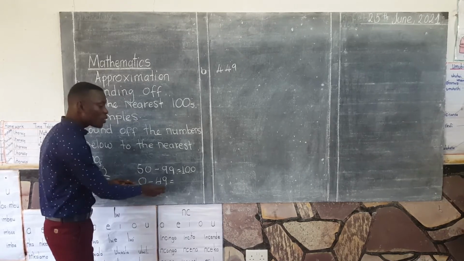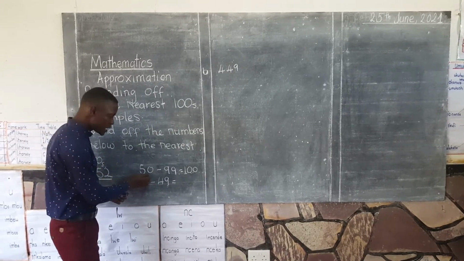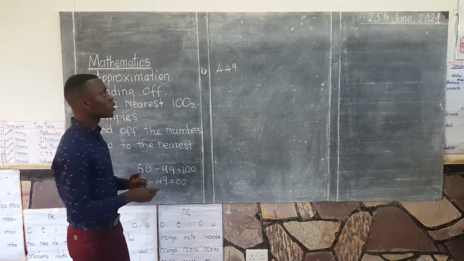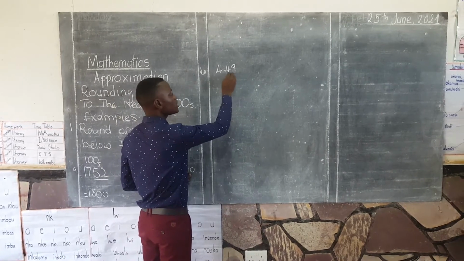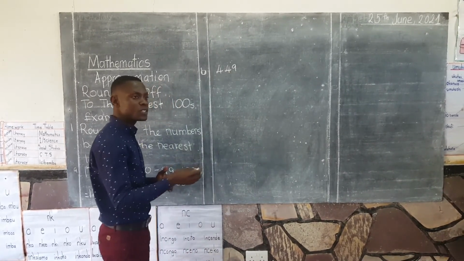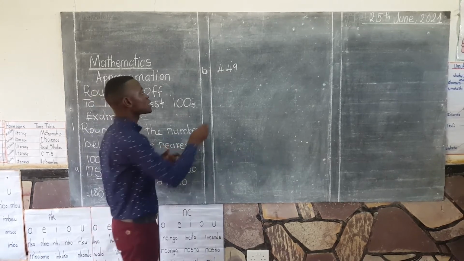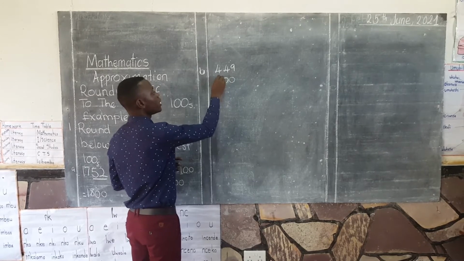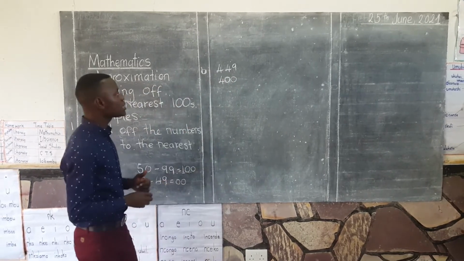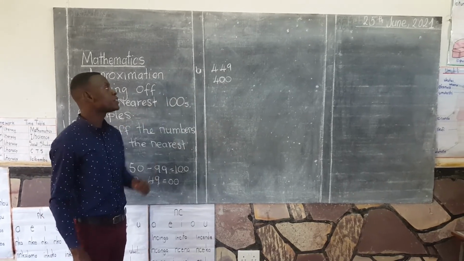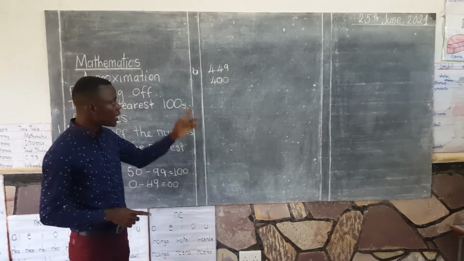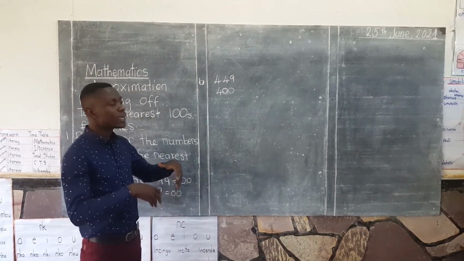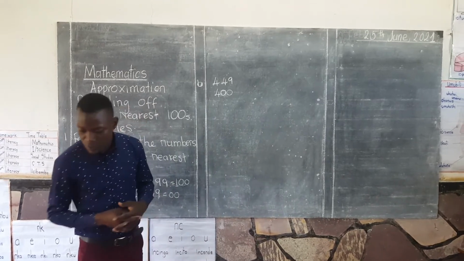And we said all the numbers that are below 50, their value is 0, 0. So to round off that one, since the last two digits are not more than 50, we'll say 0, 0. And we'll write 0, 0, then 4. So that means we have rounded off 449 to the nearest hundreds. We still need to look at more examples so that even as we come now to answer the exercise, it won't be difficult for us.